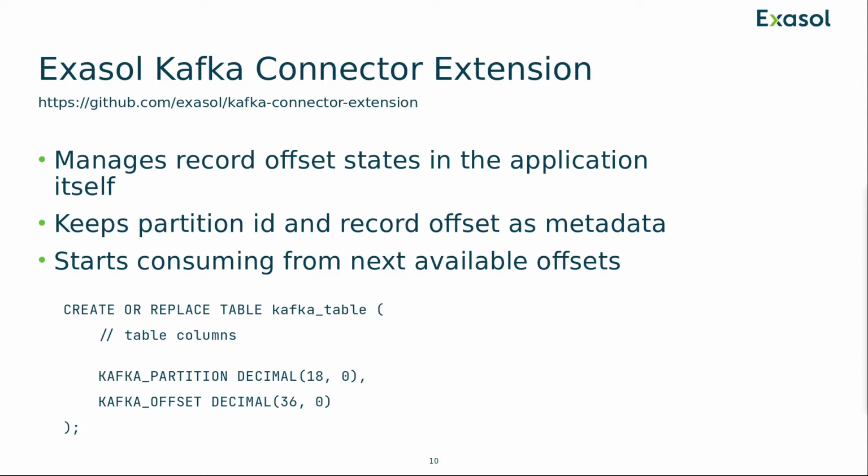For the Kafka connector extension, we decided to manage record offset states ourselves in the connector. We do this by keeping topic partition ID and record offset value pairs inside an Exasol table as metadata. After the import, these 2 values are saved durably to the table together with actual topic records. The next import obtains the maximum offset per partition from the table and starts consuming Kafka records after those offsets. So it only inserts new records into a table. I hope this makes it clear how the connector works and how it maintains already consumed Kafka records.